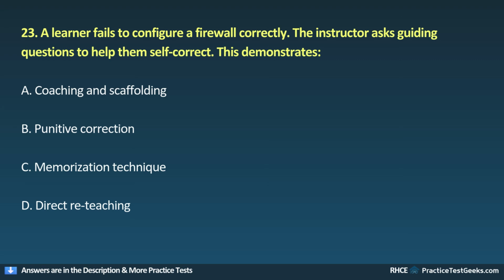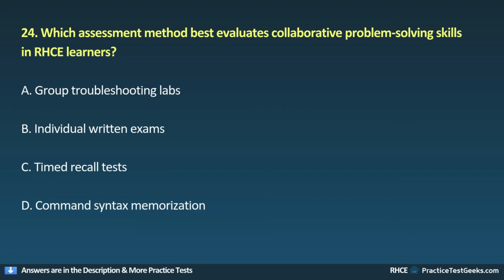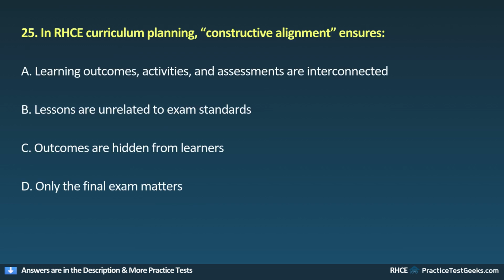D. Direct reteaching. 24. Which assessment method best evaluates collaborative problem-solving skills in RHCE learners? A. Group troubleshooting labs. B. Individual written exams. C. Timed recall tests. D. Command syntax memorization. 25. In RHCE curriculum planning, constructive alignment ensures A. Learning outcomes, activities, and assessments are interconnected.